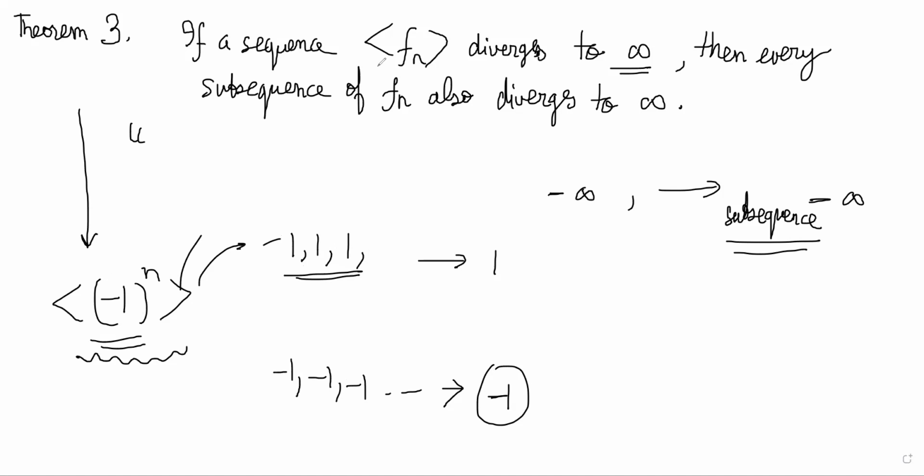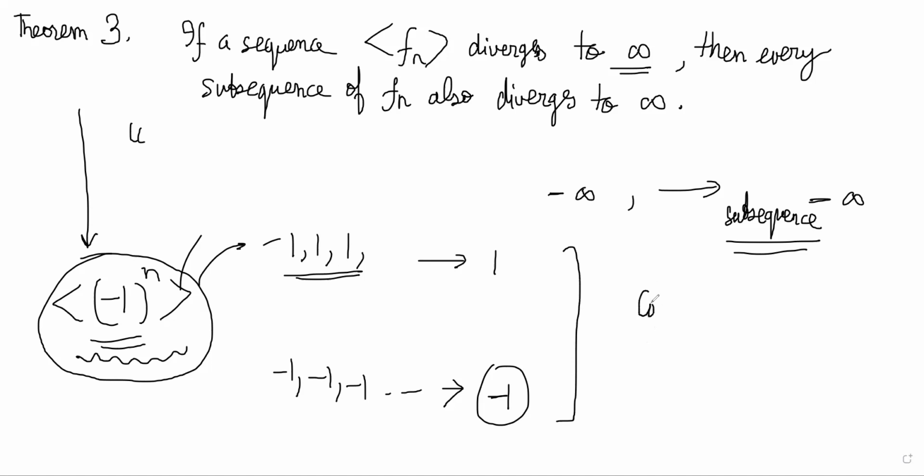However, if the overall sequence was diverging to infinity, then all the subsequences would also diverge to infinity. And if it was diverging to minus infinity, then also all the subsequences would diverge to minus infinity.